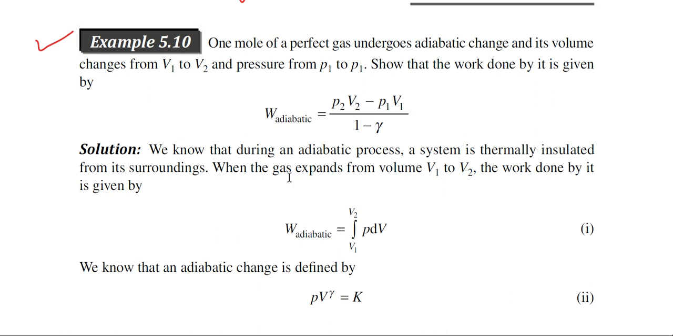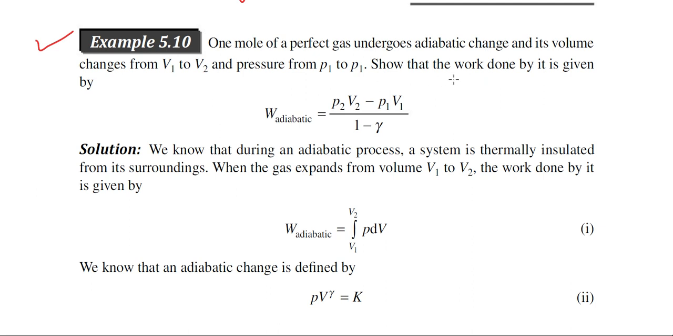Next problem. This problem is also a derivation type of problem, but this problem is very important because the formula derived in this problem is very useful in solving numerical problems. So what is the problem? One mole of a perfect gas undergoes adiabatic change and its volume changes from V1 to V2 and pressure from P1 to P2. There is a printing mistake actually, and this should be P2.